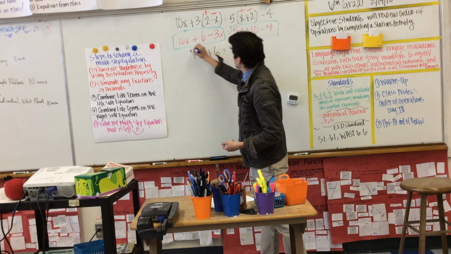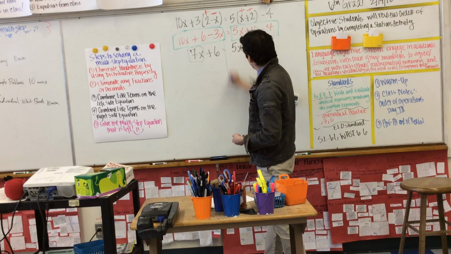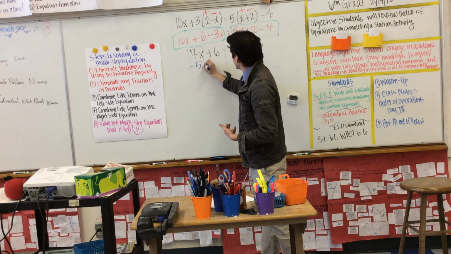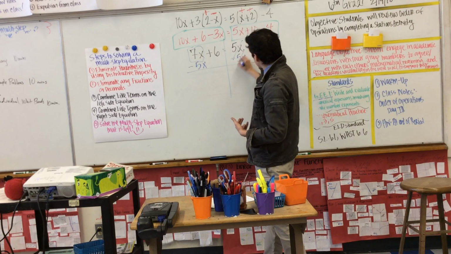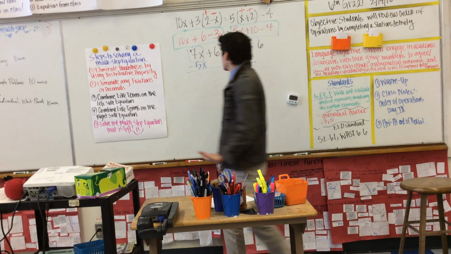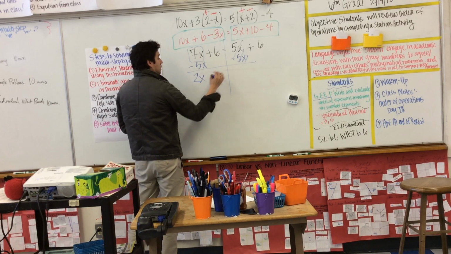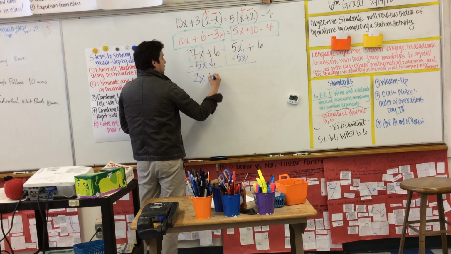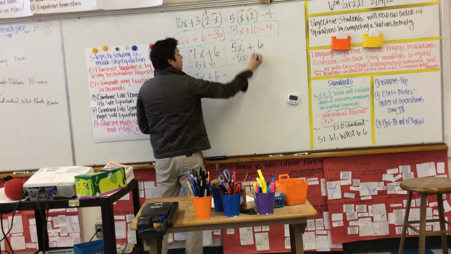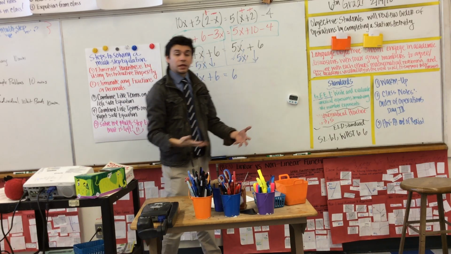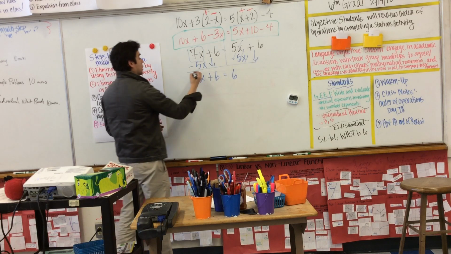The biggest variable term is 7x, so I'm going to do, let me draw my barrier. Inverse operation is minus 5x, minus 5x. That cancels out. There's no such thing as a 0x. 7 minus 5 is 2x. Drop the 6, equals, drop the 6. There it is. Then you just go ahead and start solving this.